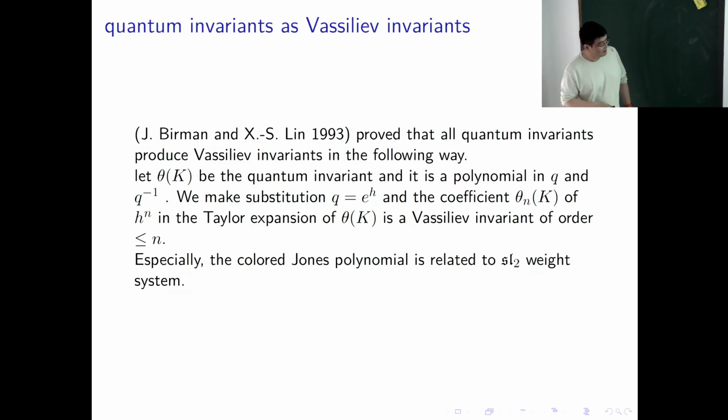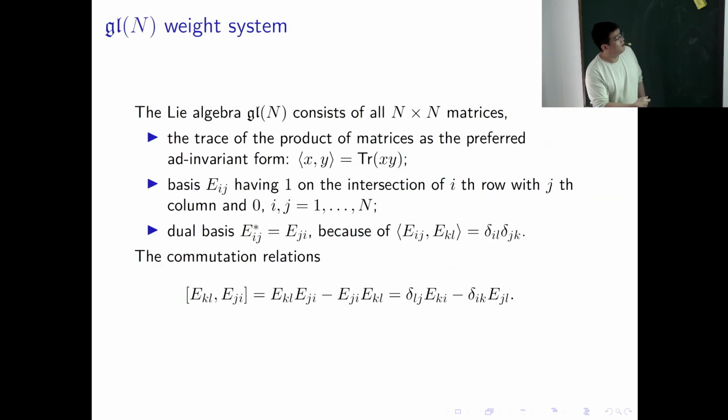Actually, the HOMFLY polynomial is related to the GLN weight system. So this Lie algebra weight system is quite powerful. So I'm going to talk about the GLN weight system.